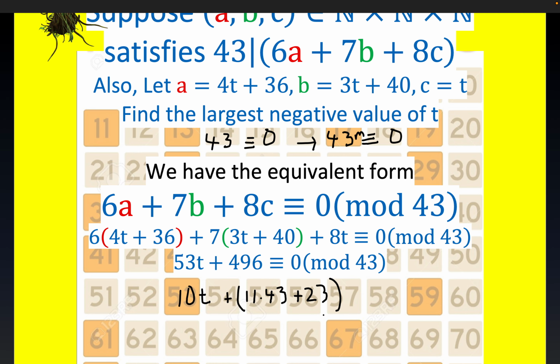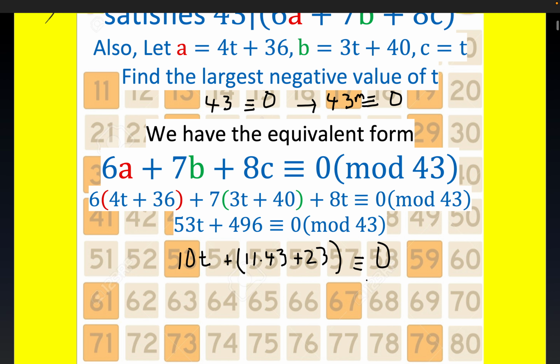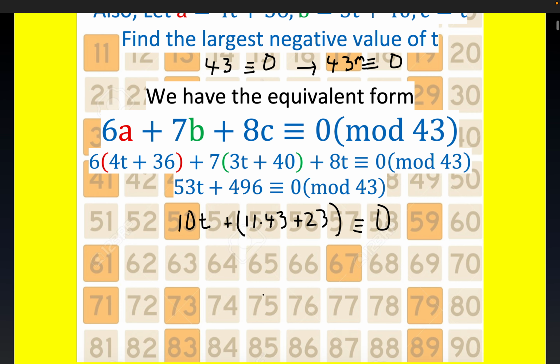Congruent to 0. And again, I'm omitting writing down mod 43. It's clear. But remember, 43 times any integer is 0, so this part just goes poof right here. And you end up with 10t plus 23 is congruent to 0. Now, I guess you could solve this directly right now.